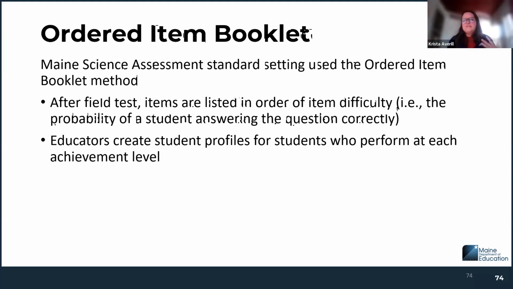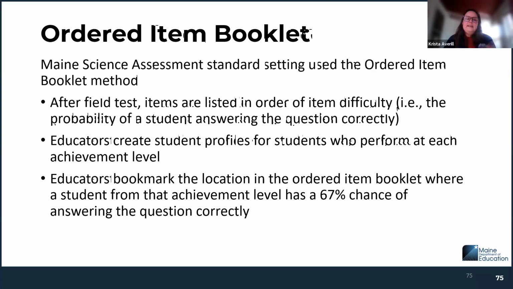So what do those skills look like in the classroom? What is the student doing? So there was quite a bit of discussion about how do these students look different in their performance within the classroom. Then educators bookmarked the location in the ordered item booklet where a student from a specific achievement level would have a 2/3 chance of answering the question correctly. So for this particular model of standard setting, they're actually looking at a booklet that contains the science items from that first operational test. So those field test items that became operational.